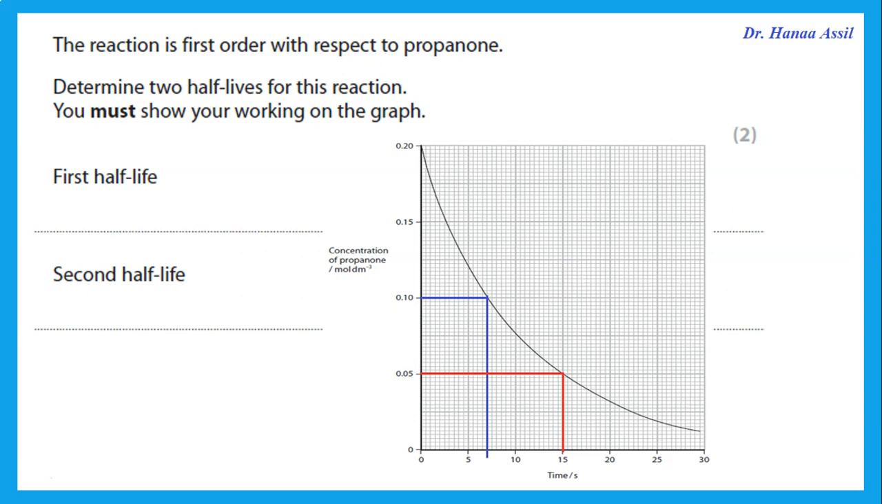So we know how to calculate half-life. We start from point 2. From concentration point 2 to concentration point 1, how much time did that take? That's my first half-life. So it took about 7 seconds. And from point 1 to 0.05, how long did that take? That took about 8 seconds. So this is approximately constant half-life, and that means this is first order as he indicated.